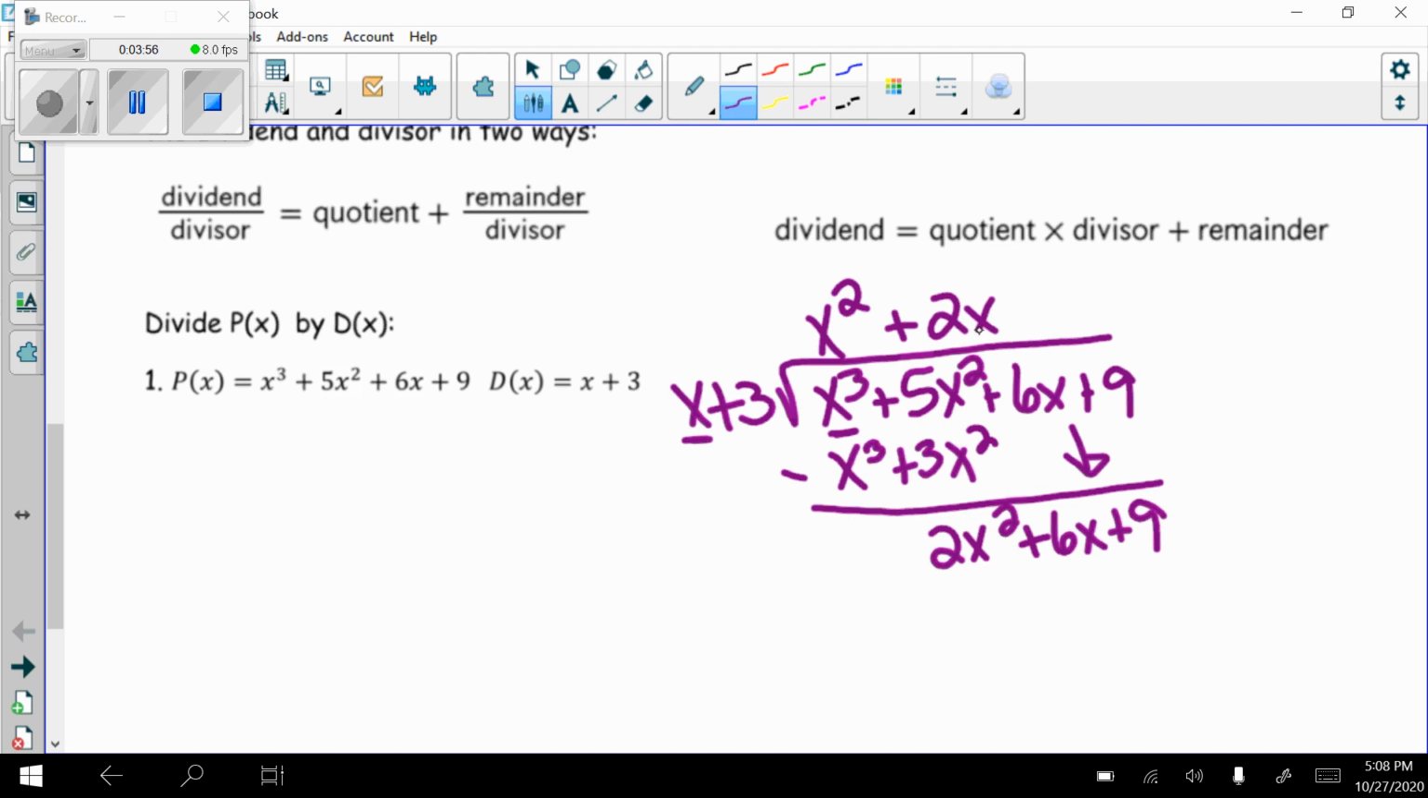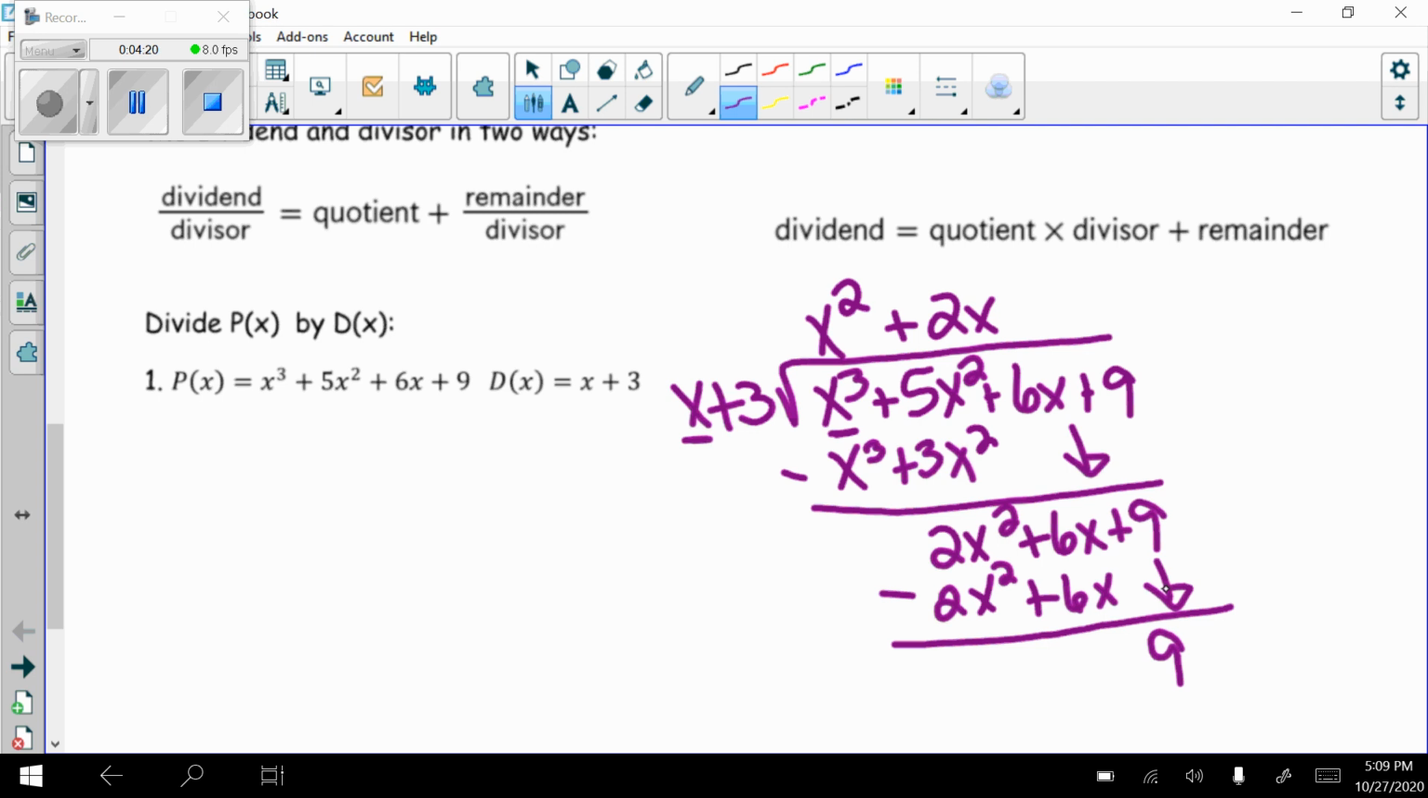So I put plus 2x up here. I multiply 2x by both of these terms. So 2x times x gets me 2x squared. 2x times 3 gets me plus 6x. Subtract. My 2x squareds go away. My 6x's go away, and I'm left with just the 9 that comes straight down. What can I multiply x by to get 9? Absolutely nothing, so I know I'm done.